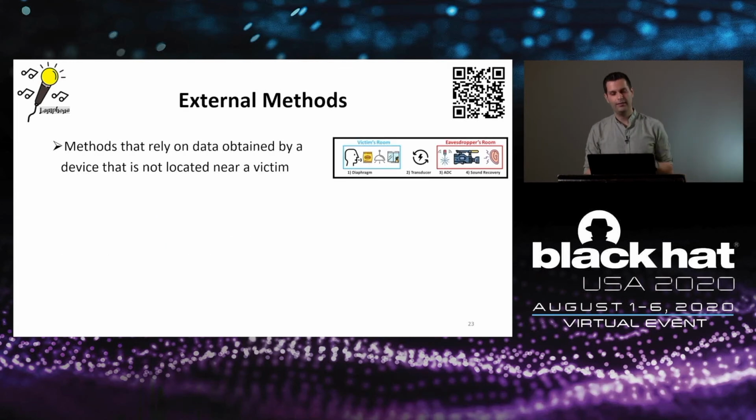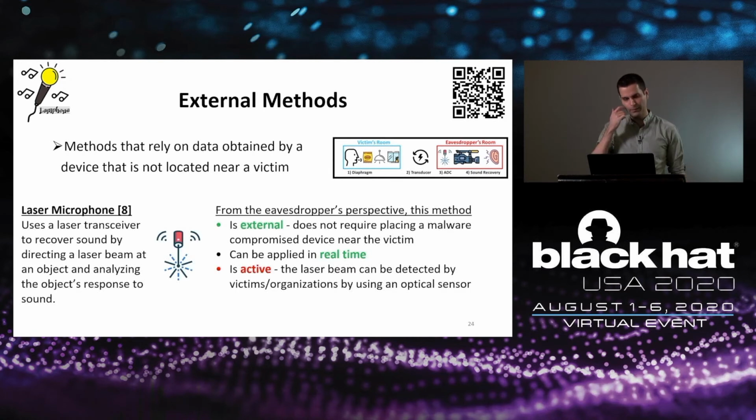Now, the second category of method is what I call the external methods, which are methods that rely on data obtained by a device that is not located near a victim. And probably the most commonly known method, or the most famous method, is laser microphone, which basically relies on a laser transceiver to recover sound by directing a laser beam at an object and analyzing the object's response to sound.